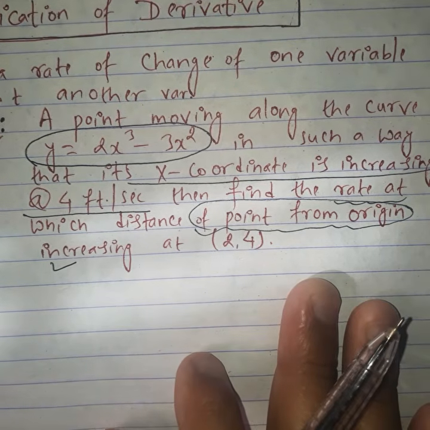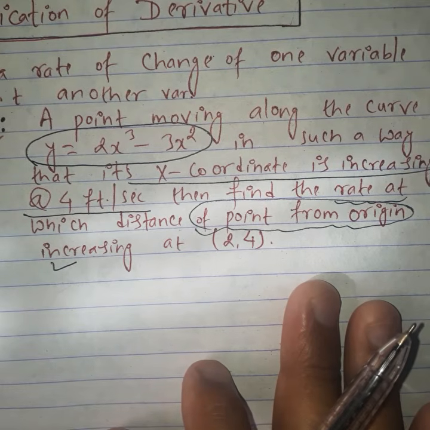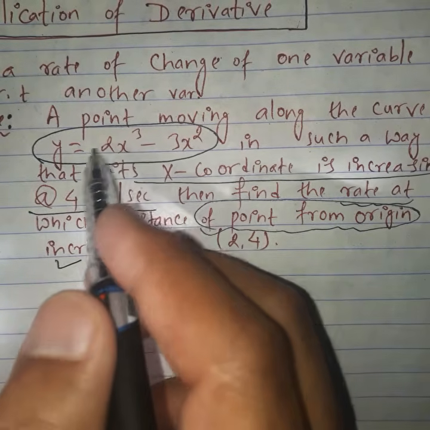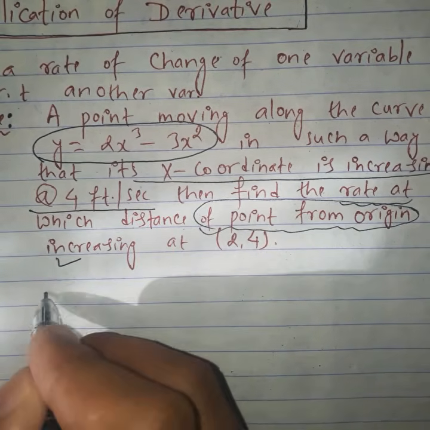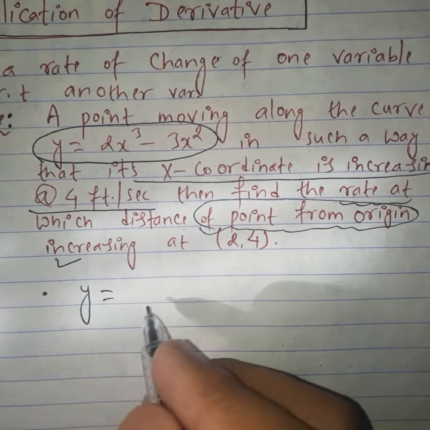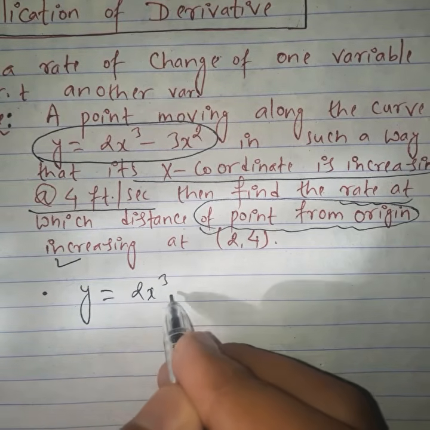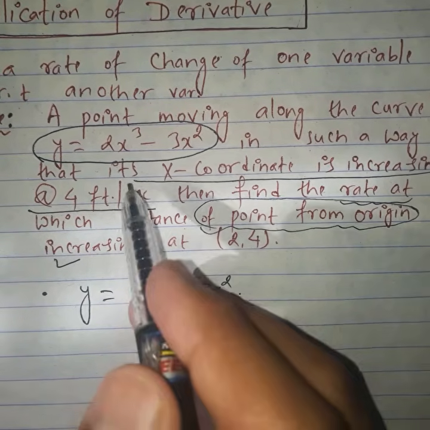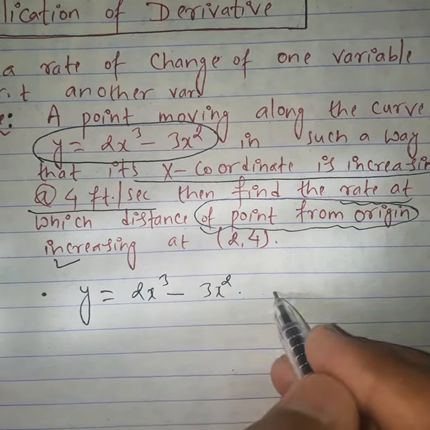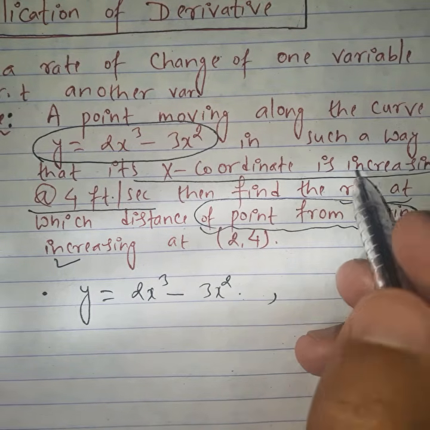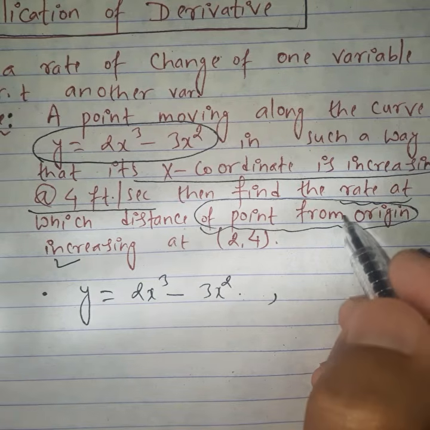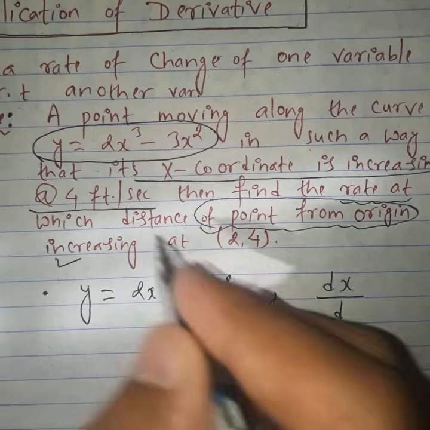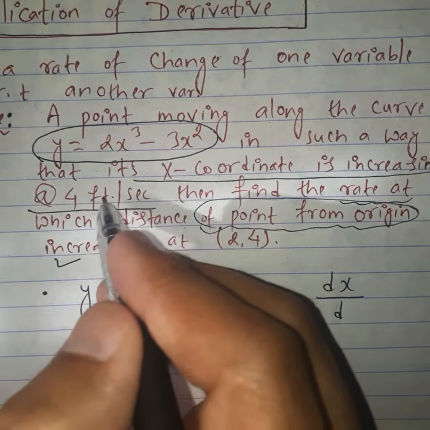Let's solve this problem by using the concept of the derivative. Here the given function is the locus of the point. Let me write y equals 2x cube minus 3x square. It is the locus of the point. And given that the x coordinate is increasing, so increasing means taking the positive sign. The x coordinate's rate is dx over dt, with respect to time, in feet per second.